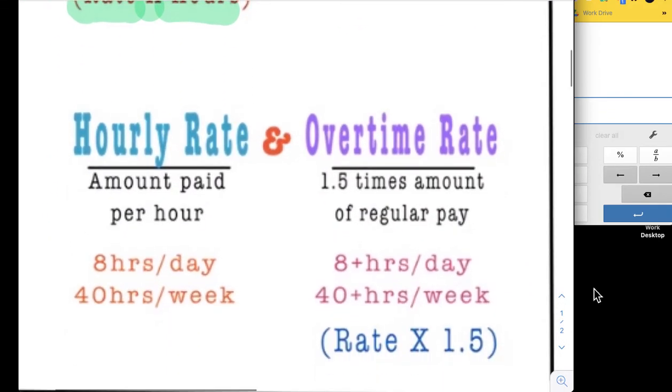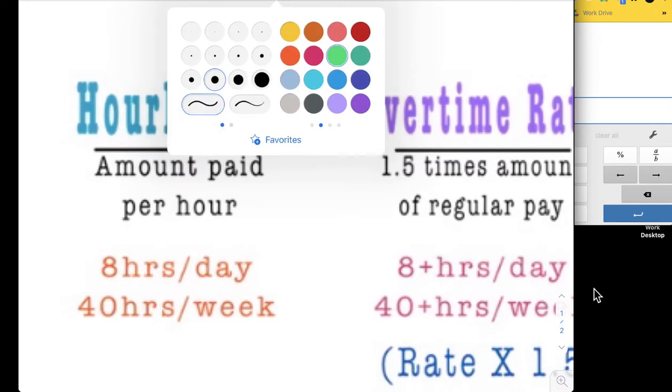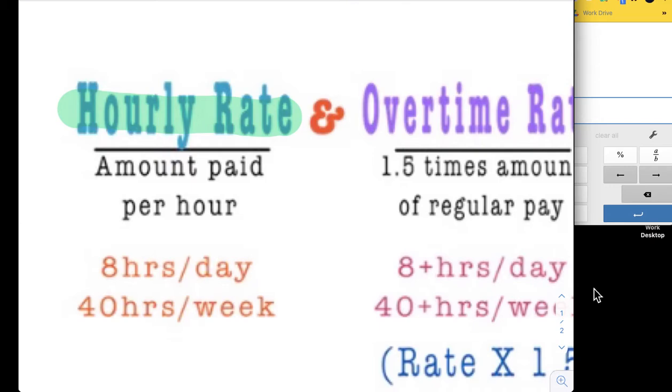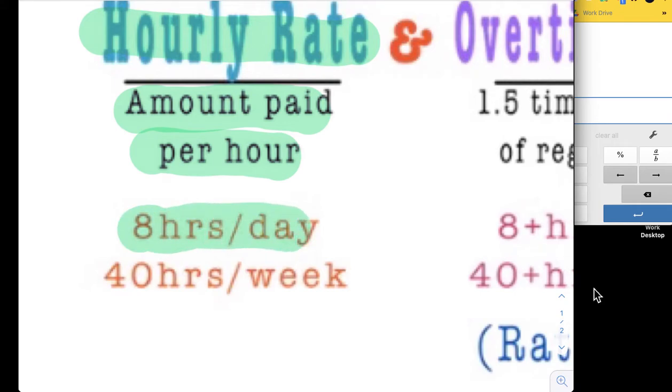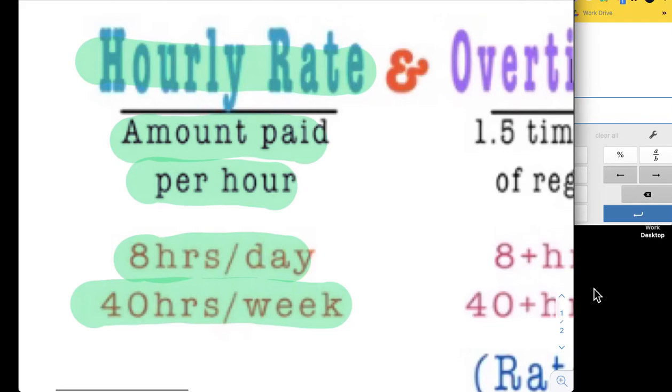Okay. Next, hourly rate. Your hourly rate means how much you get paid an hour, right? Amount paid per hour, right? So usually a full-time employee will work 8 hours a day, right? And work 40 hours a week. That's 5 days. 8 times 5 is 40, right? Typically, the most common is Monday through Friday, 5 days, 8 hours a day. 8 times 5 is 40 hours a week. All right? That's your hourly rate.